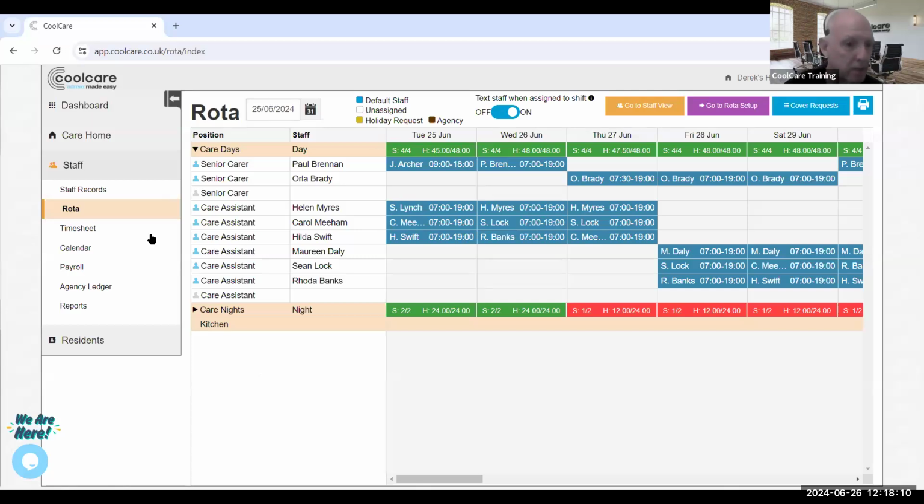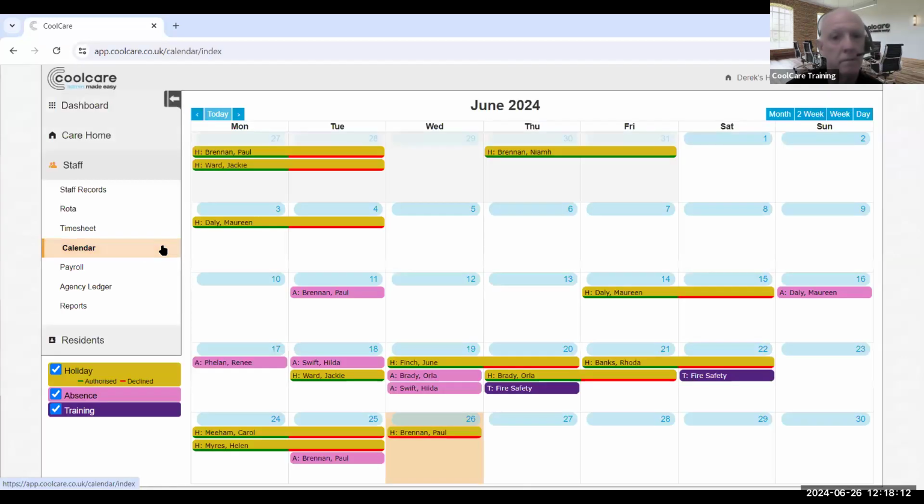As I said, it makes no difference because on the calendar, the absence is recorded. And that was an authorized absence. So what's an unauthorized absence? A lot of people don't understand an unauthorized absence. Well, let me just show you how that works. So let's go back to our rota again for a second.